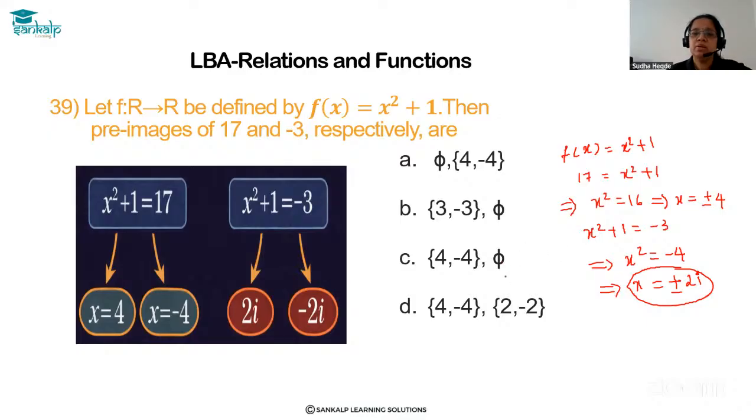Okay. So, which is the option? Option C is the correct answer. Plus or minus 4, and this is empty because this does not belong to set of reals. Okay, final answer is option C.